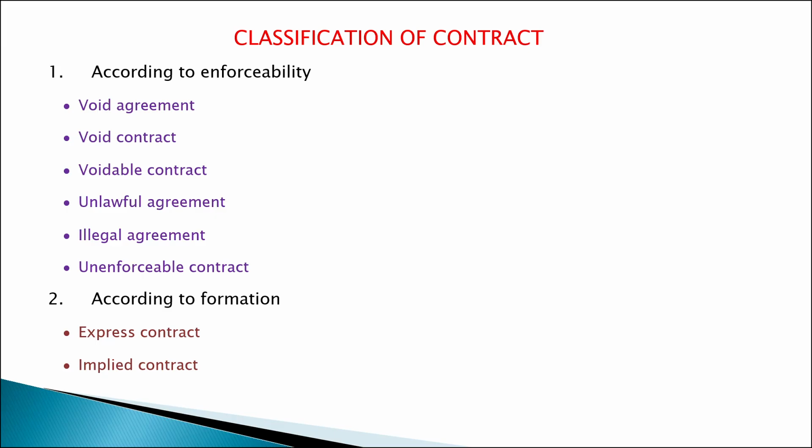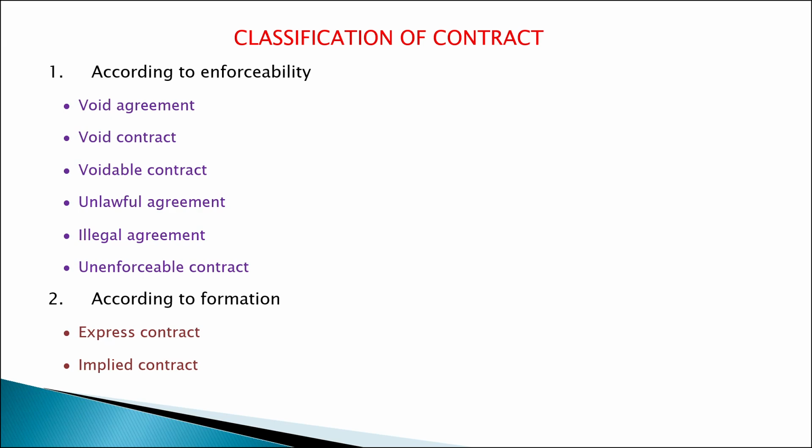So next is unlawful agreement. That is one that is not approved by law, on some ground of public policy. Next one, illegal agreement. That involves the commission of a crime, violates basic public policy, or is immoral in nature. These they call illegal agreements.